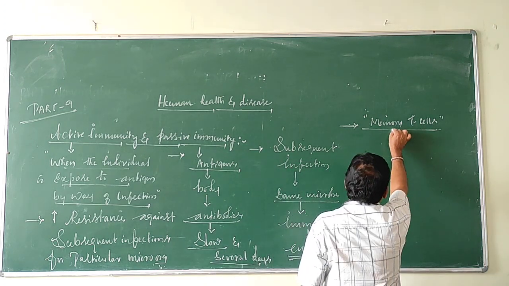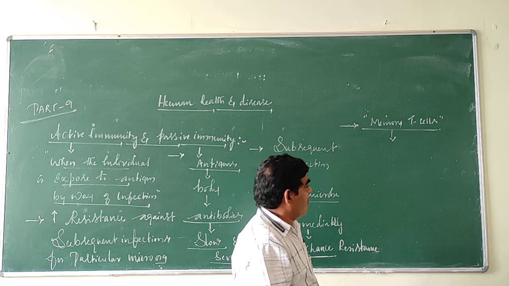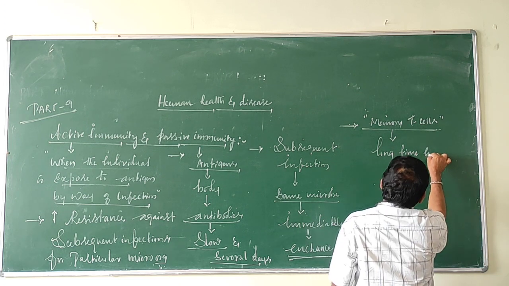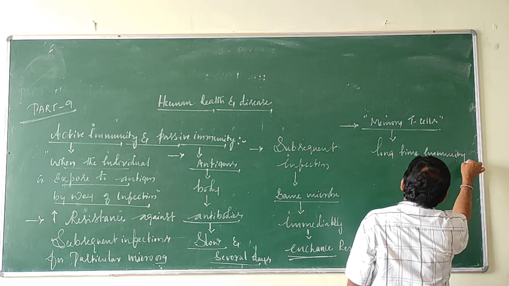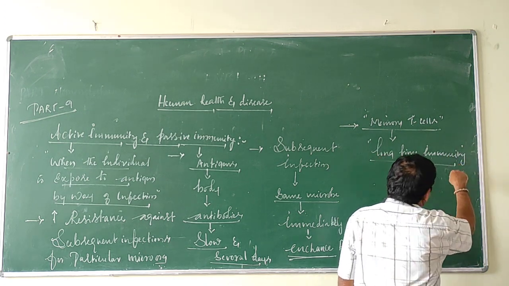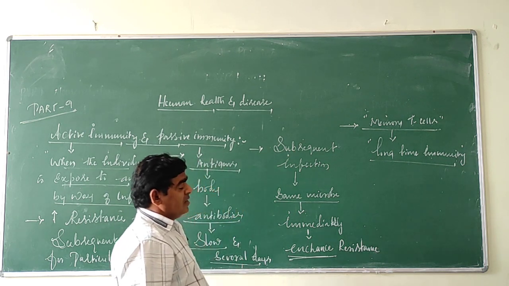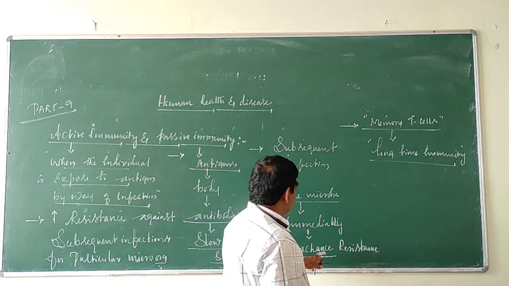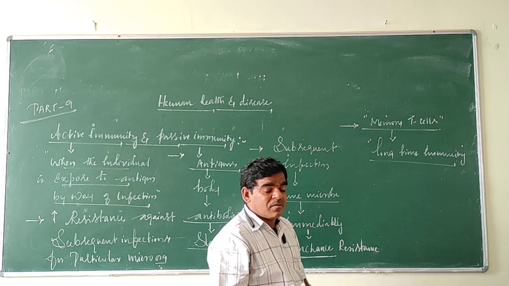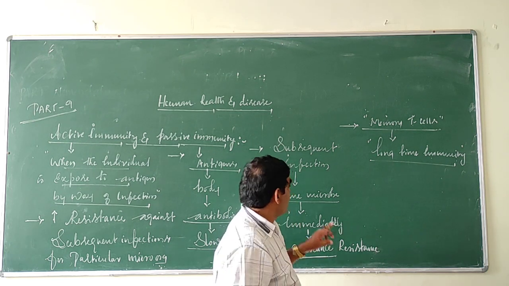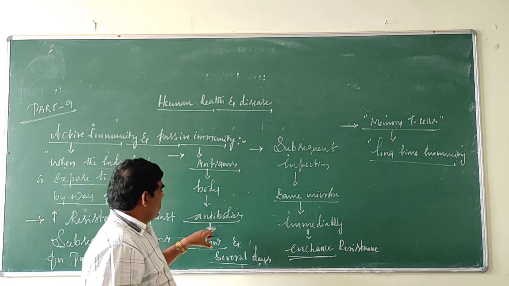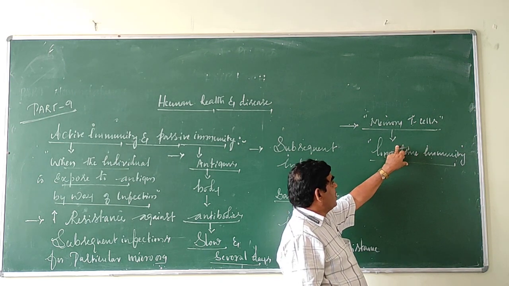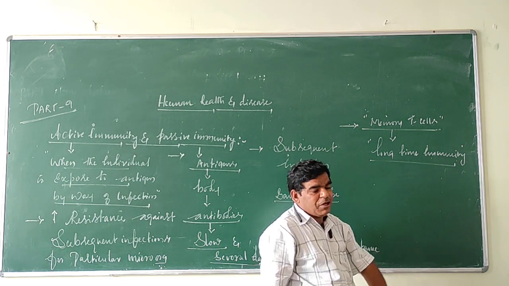So these memory T cells can provide long time immunity. In the second or subsequent infections, antibodies are produced immediately, but not in the first infection, because during the first infection, memory T cells are produced. That's why these memory T cells produce long time immunity.